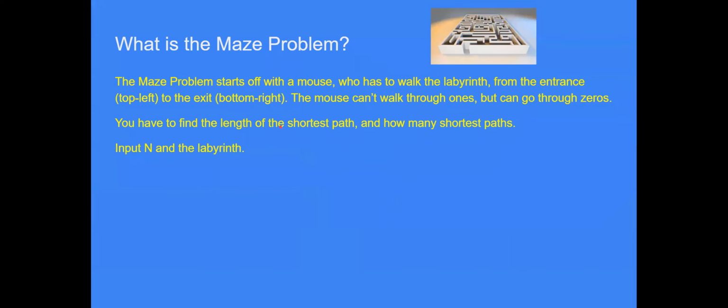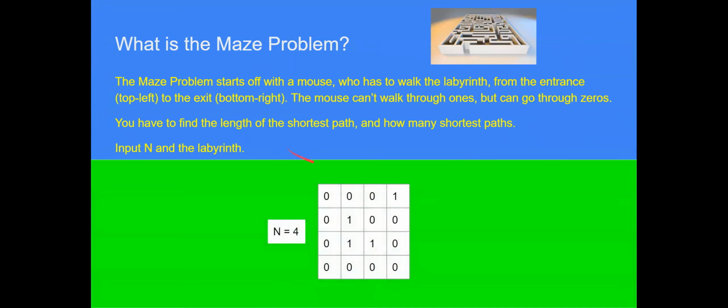So first of all, what is the maze problem? The maze problem starts off with a mouse or a rat who has to walk the labyrinth from the entrance, which is the top left, to the exit, which is the bottom right. The mouse can't walk through ones, but can go through zeros. You have to find the length of the shortest path and how many shortest paths. And you have to input n for the labyrinth. This is just an example that we'll go over later, where n is equal to 4, and this is a matrix. So then you have to do the maze problem in BFS.